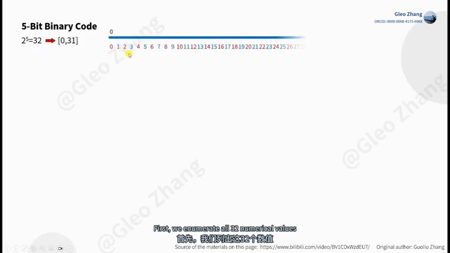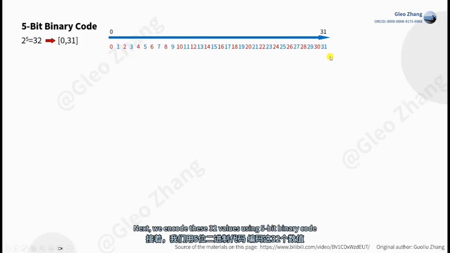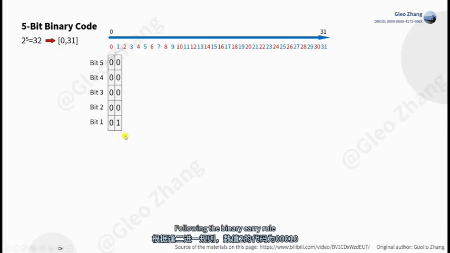First, we enumerate all 32 numerical values. Next, we encode these 32 values using 5-bit binary code. Value 0 is encoded as 5 zeros. Value 1 is encoded as 4 zeros and a 1. Following the binary carry rule, where 1 is carried when reaching 2, value 2 is encoded as 00010.